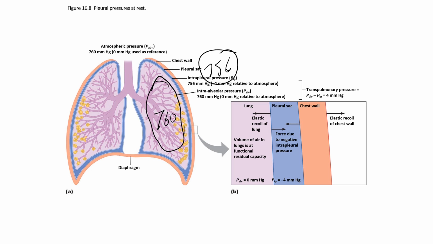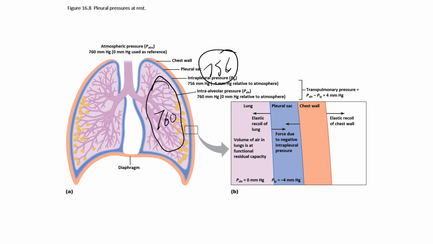The air in the lungs, where the air pressure is 760 millimeters of mercury, is constantly wanting to expand outwards and move towards the pleural cavity, where the air pressure is 756 millimeters of mercury. And this is actually what keeps the lungs inflated inside of your chest.